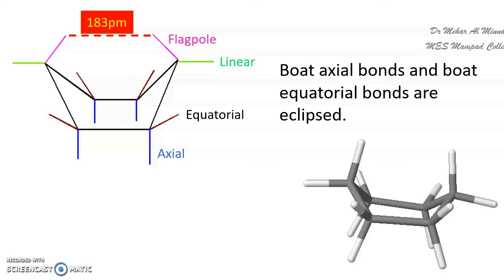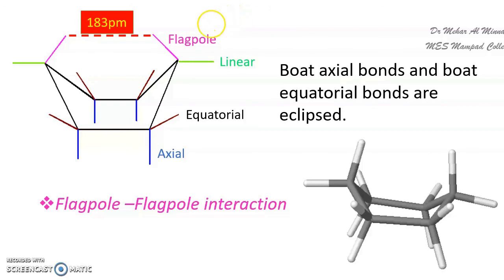So the boat conformation will experience a repulsive force, a van der Waals repulsion, and this repulsive interaction is called flagpole interaction. Because of this flagpole interaction, the boat form is less stable than the chair form of cyclohexane. There are, of course, other factors too. We shall discuss those. So one of the reasons why the boat form is less stable than the chair form is the flagpole interaction.